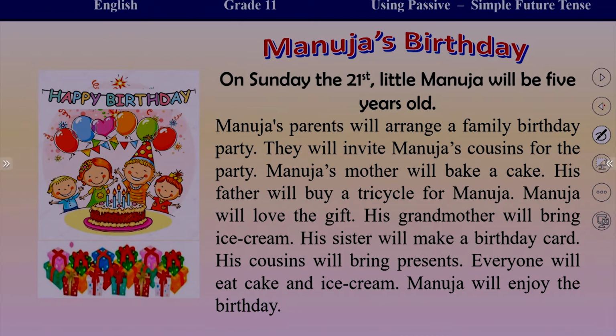On Sunday the 21st, little Manuja will be 5 years old. Manuja's parents will arrange a family birthday party. They will invite Manuja's cousins for the party. Manuja's mother will bake a cake. His father will buy a tricycle for Manuja. Manuja will love the gift.